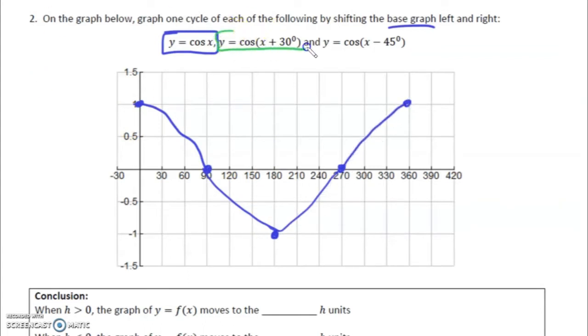Then in the second one we move this to the left 30 degrees. The scale is 30 degrees, so we're going to go basically left one box. Just make sure that you're not just counting boxes, you're actually taking a look at the scale. All of these five critical points, we're moving to the left 30 degrees.